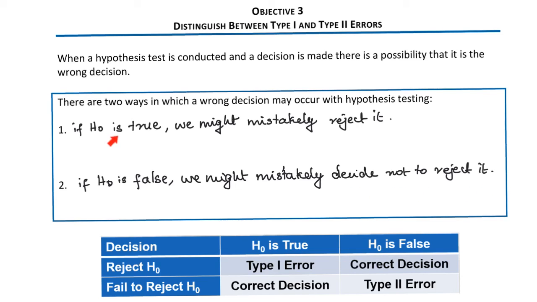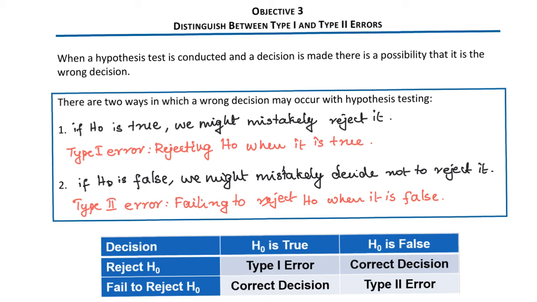Rejecting the null hypothesis when it is true is called the type 1 error, and failing to reject the null hypothesis when it is false is called the type 2 error. For example, in a trial, the null hypothesis is that the defendant is innocent. A type 1 error occurs if the innocent defendant is found guilty, and a type 2 error occurs if a guilty defendant is found not guilty.